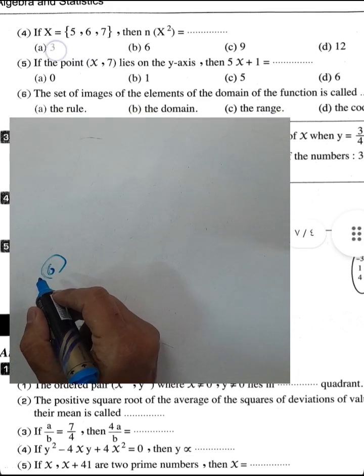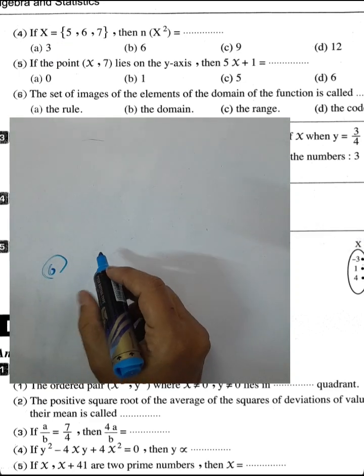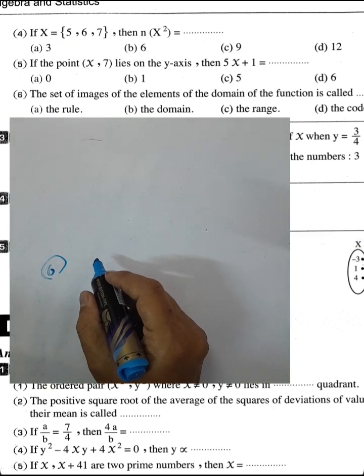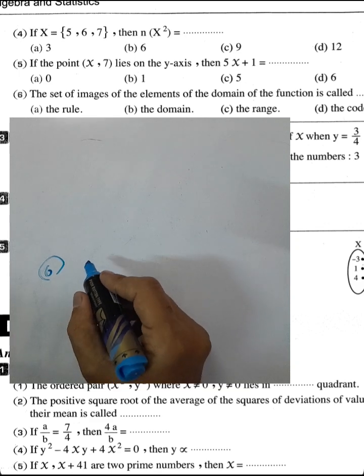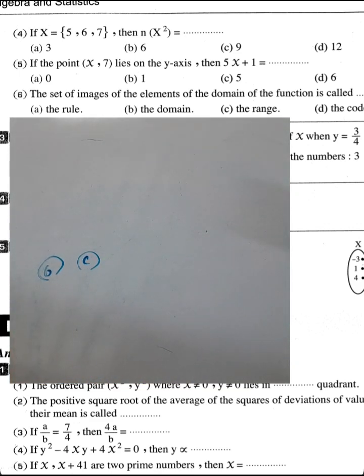The set of images of the elements of the domain of the function is called what? The image set, we call it the range. Choose letter C for question number 6. The set of images of the elements of the domain of the function, we call it the range.